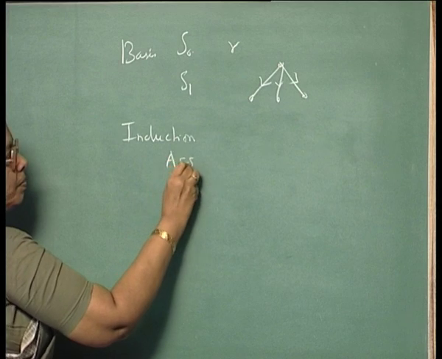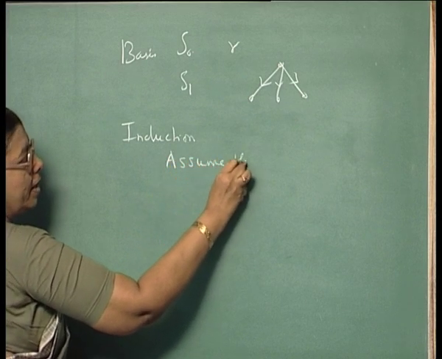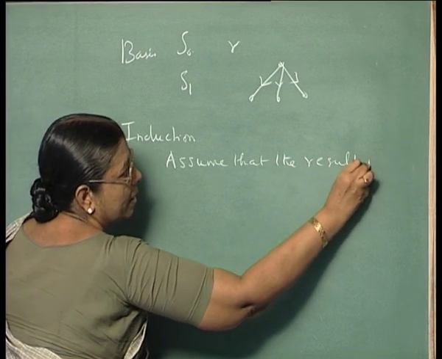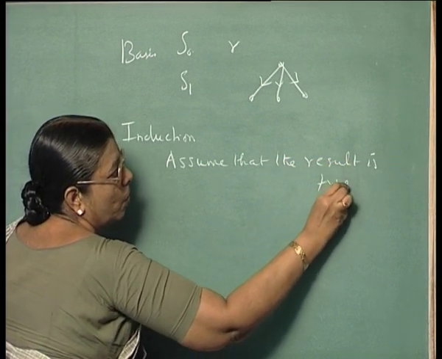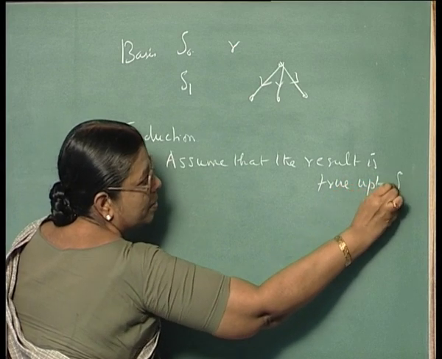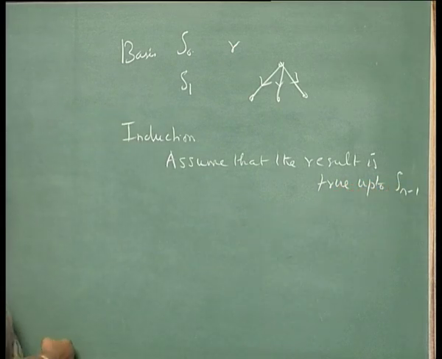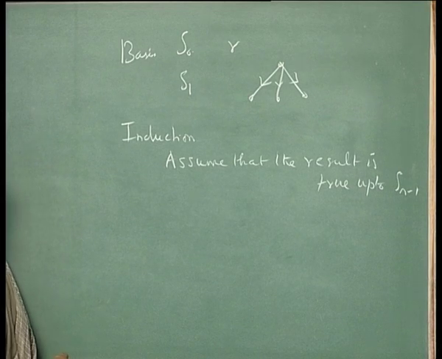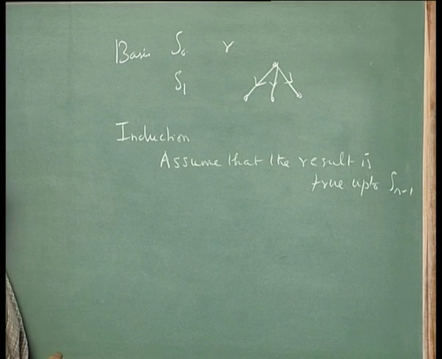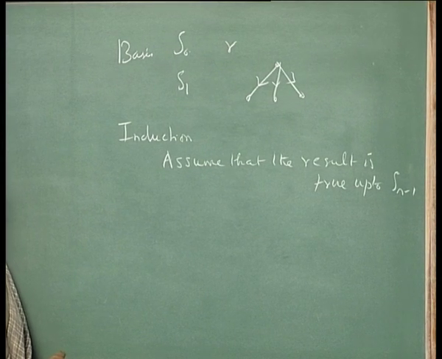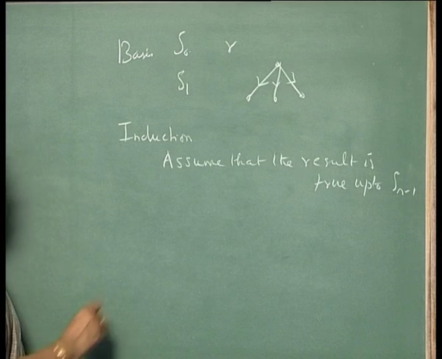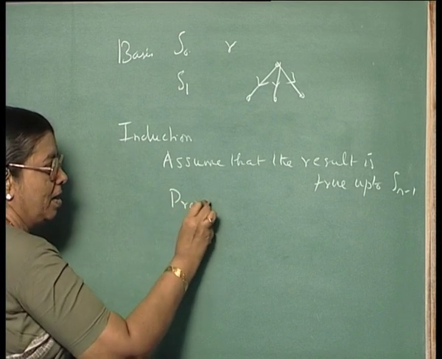assume that the result is true up to n minus 1, that is up to Sn minus 1. That is, if the node is such that the length of the path from the root to that node is less than or equal to n minus 1, then there is a unique directed path from the root to that node. Then prove for n, you have to prove for n.